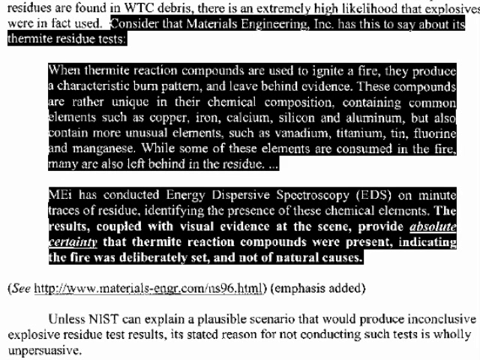Consider that Materials Engineering Inc. has this to say about its thermite residue tests. When thermite reaction compounds are used to ignite a fire, they produce a characteristic burn pattern and leave behind evidence. These compounds are rather unique in their chemical composition, containing common elements such as copper, iron, calcium, silicon, and aluminium, but also contain more unusual elements such as vanadium, titanium, tin, fluorine, and manganese. While some of these elements are consumed in the fire, many are also left behind in the residue. MEI has conducted energy dispersive spectroscopy on minute traces of residue identifying the presence of chemical evidence. The results, coupled with the visual evidence at the scene, provide absolute certainty that thermite reaction compounds were present, indicating the fire was deliberately set, not of natural causes.